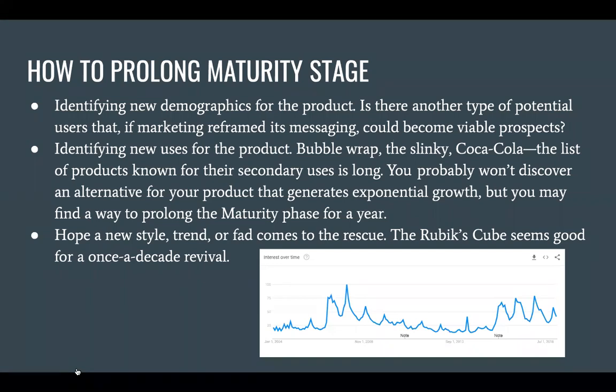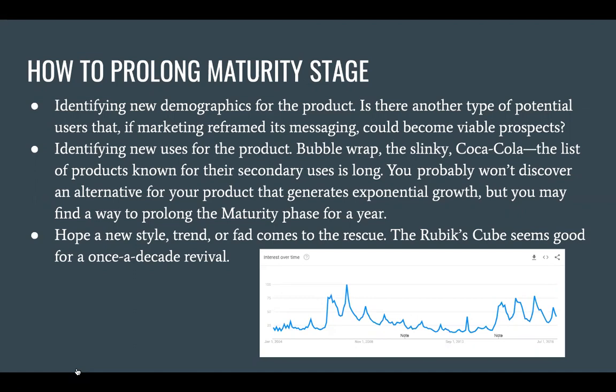Your product probably won't have an alternative that generates exponential growth, but you probably can find a way to prolong the maturity phase for a year, which is still pretty good. You can also hope a new style, trend, or fad comes to the rescue. So the Rubik's Cube was like popular when I was in like kindergarten and elementary school, and it always comes back sometimes. Like I don't know how, but I mean it's pretty cool, I guess. They always make it like a smaller one or a bigger one.